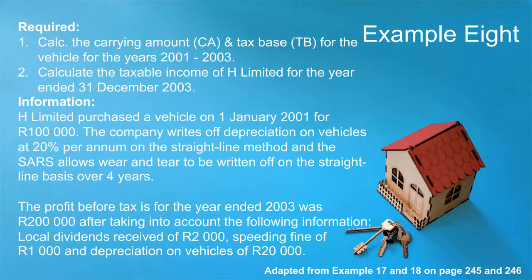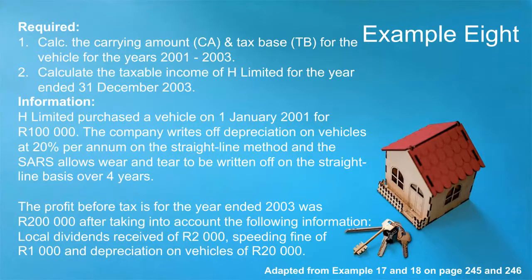So 20% is how many years? If from the accounting perspective, we're saying, okay, we do 20% depreciation a year, how many years is that? 5 years, correct. So the accountant is working on 5 years, the taxman is working on 4 years. So now there's a difference between the wear and tear and depreciation. Therefore, there's going to be a difference in the tax base and the carrying amount. Okay. And then the last part is going to be related to part two, which we'll come back to.